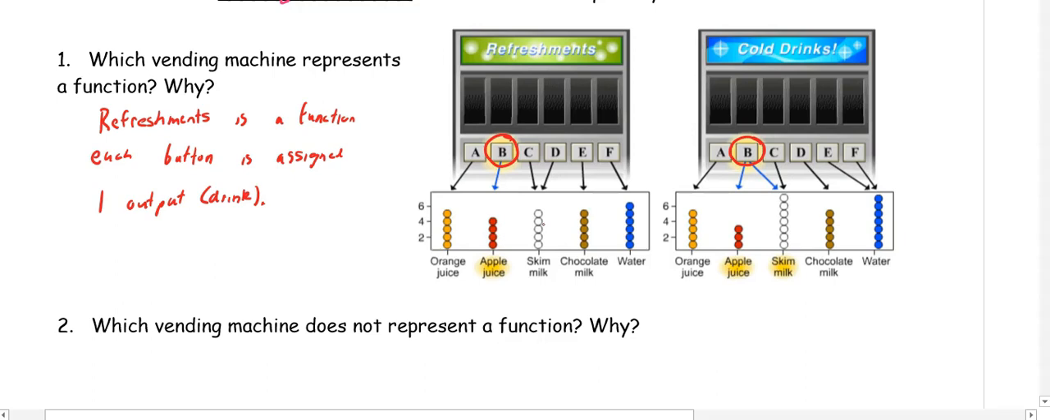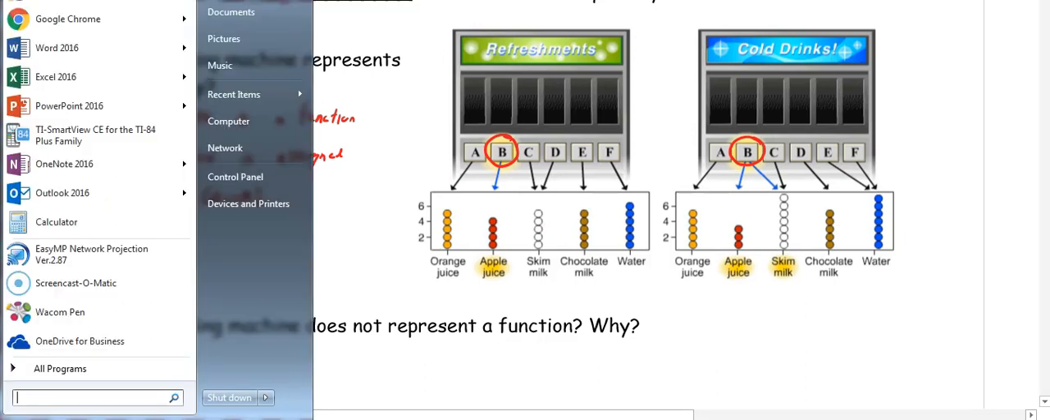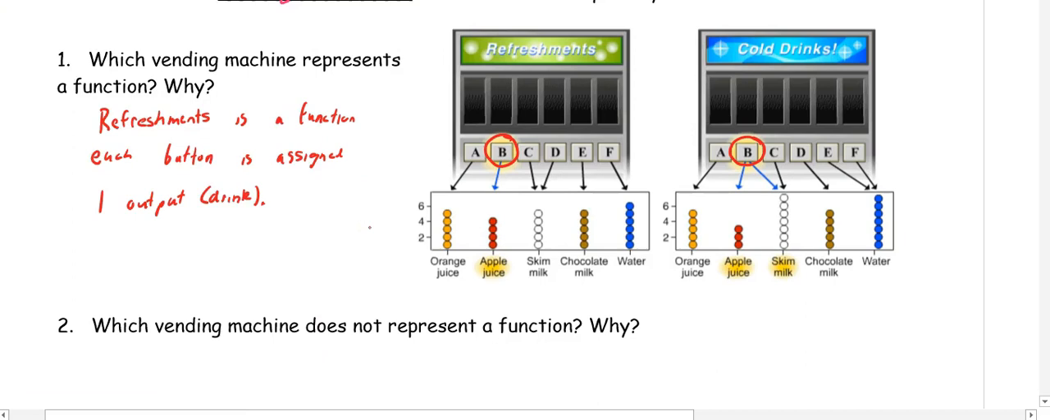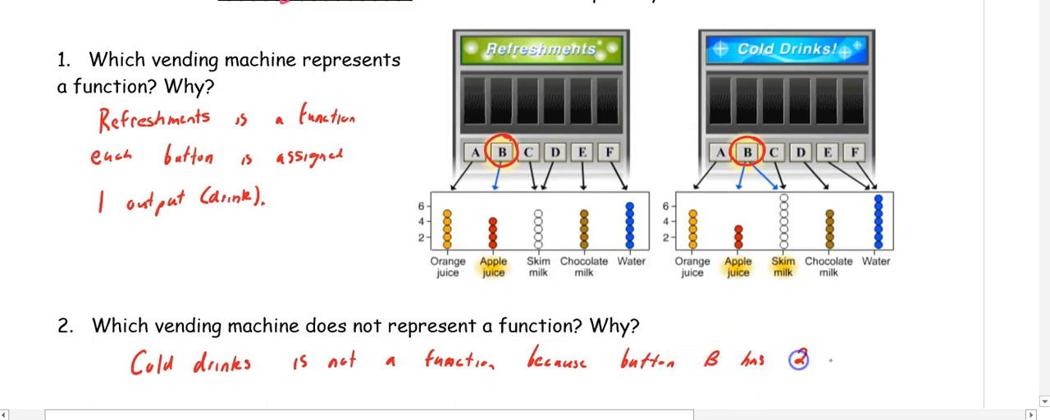So which one is not a function and why not? The cold drinks would not be a function because we don't know what drink we're going to get, because it has two output values. So we would say cold drinks is not a function because button B has two outputs or two different drinks.